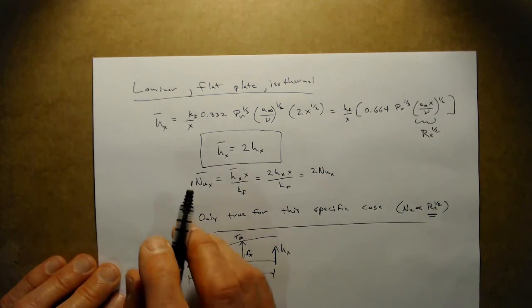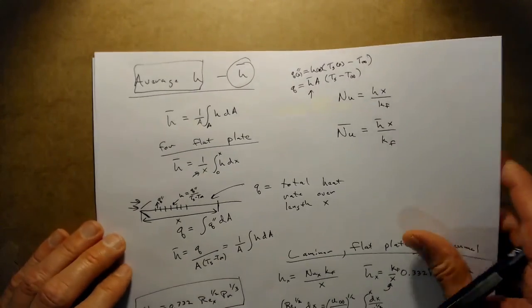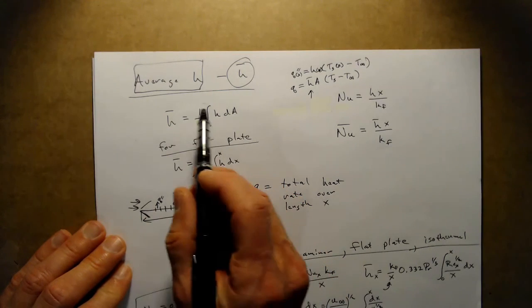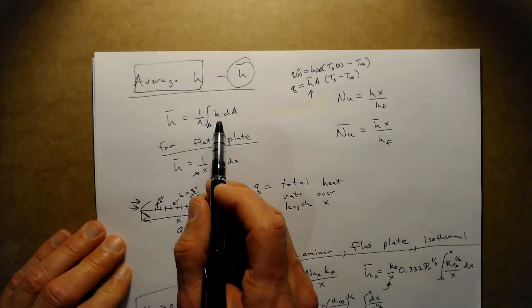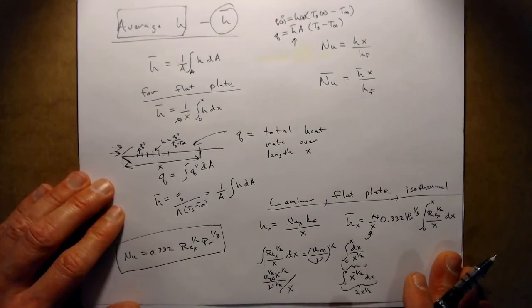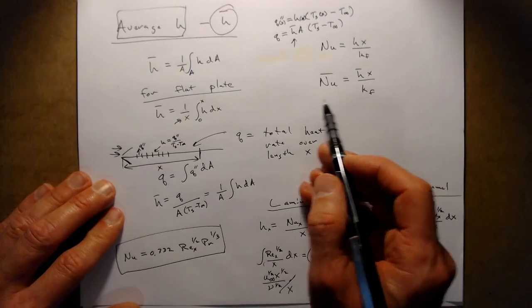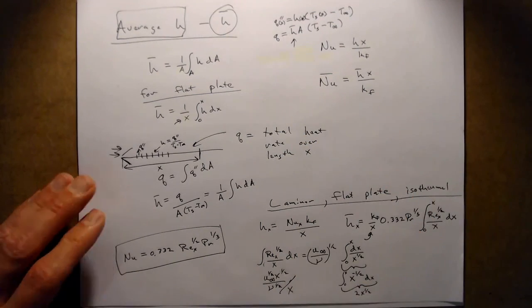But in general, we can always apply the integration of the local heat transfer coefficient to obtain an average heat transfer coefficient. And we can apply the same calculation to obtain an average Nusselt number.